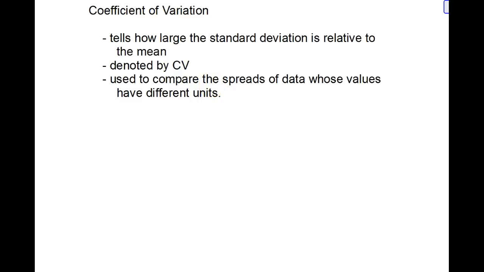The formula for coefficient of variation is the standard deviation divided by the mean. All we do, remember, is take the standard deviation divided by your mean. Coefficient of variation will usually be a number less than 1, so it should be between 0 and 1, somewhere around there.